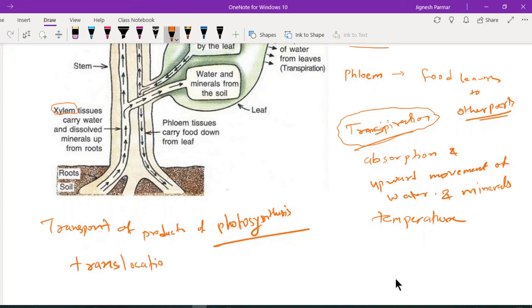So guys, transpiration is the excessive evaporation of water from the leaves. And translocation means the transport of the soluble products of photosynthesis to the different parts through a vascular tissue. What is that vascular tissue? The vascular tissue is known as phloem.